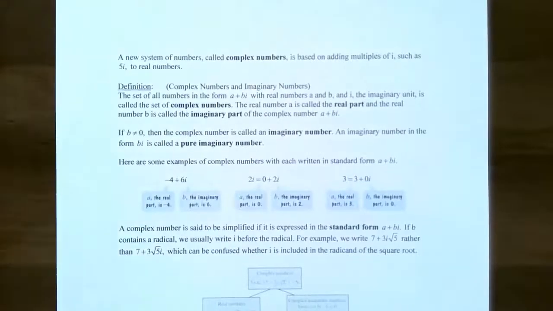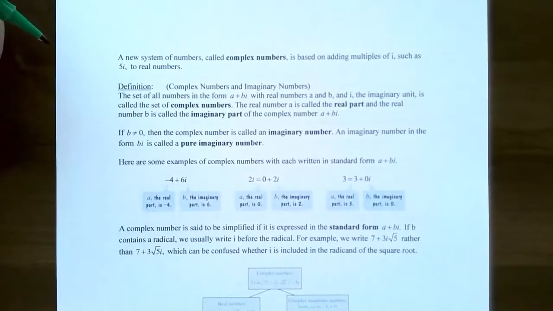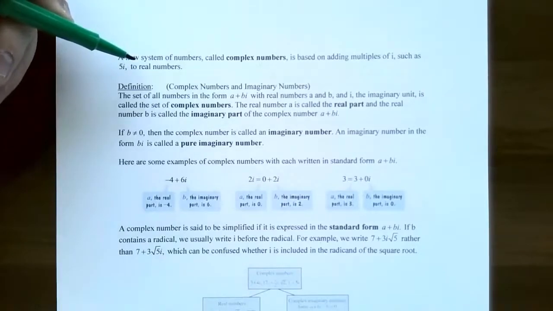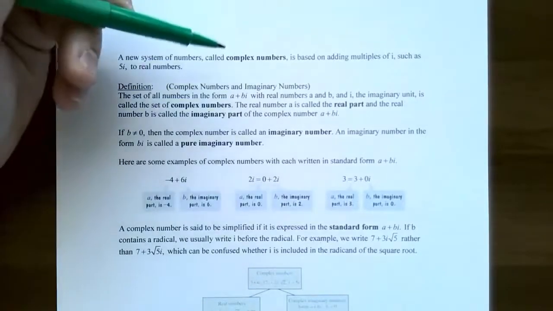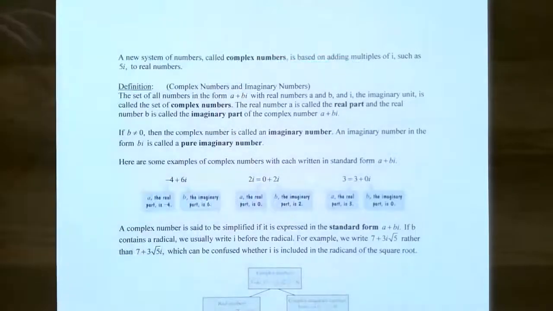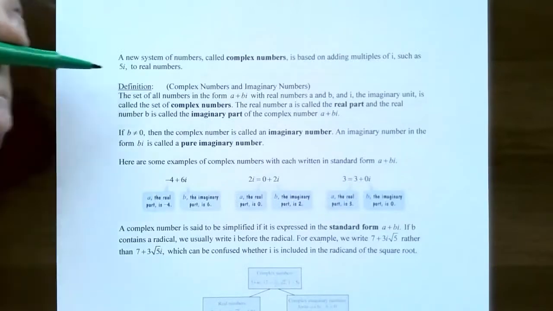Alright, so now that we've talked about the imaginary unit i, we actually can talk about the complex number system. So you have a new system of numbers now. When you add this imaginary unit i, you have complex numbers. So you can have multiples of i. Like in the last example, we had 4 times i, or we had 5 times i, or we can have a square root times i.